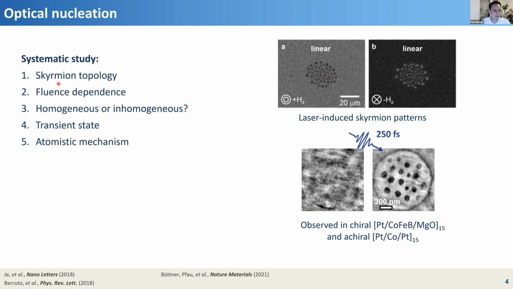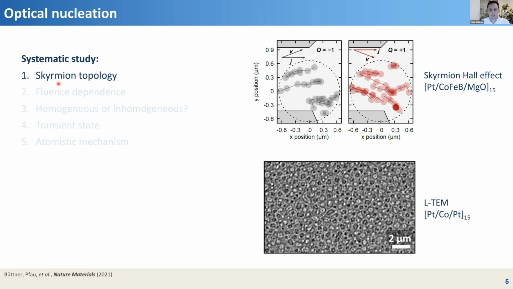The first one is that we were confirming that what we're nucleating with the laser are actually skyrmions. So we did measurements of the skyrmion Hall effect and Lorentz transmission electron microscopy. In both cases, we found that all of the textures are indeed skyrmions. 100% of the textures we've been nucleating with the laser pulses are skyrmions.